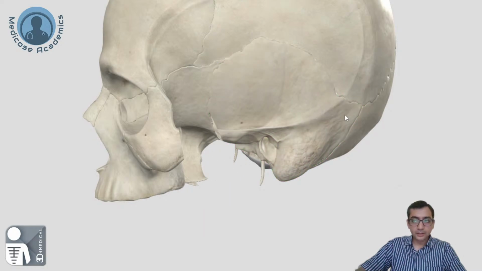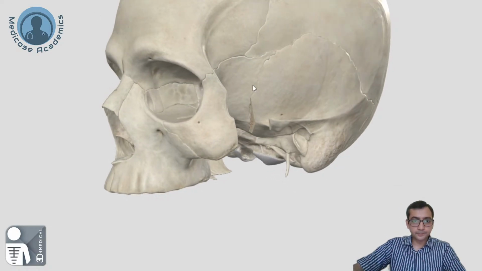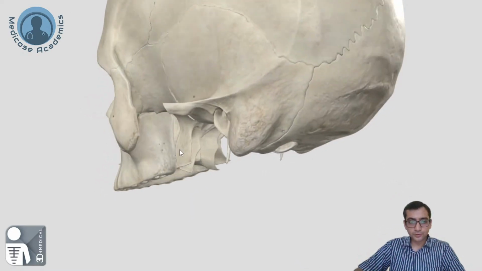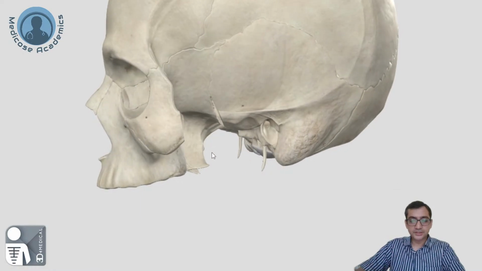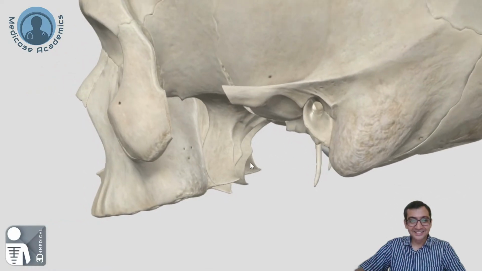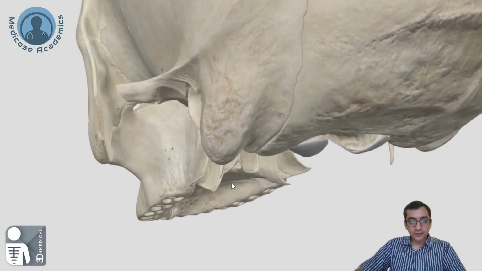Okay, so I have cut the temporal bone to show here. You can see a little of the squamous part is also cut during this. So let's see. Here is the infratemporal fossa.